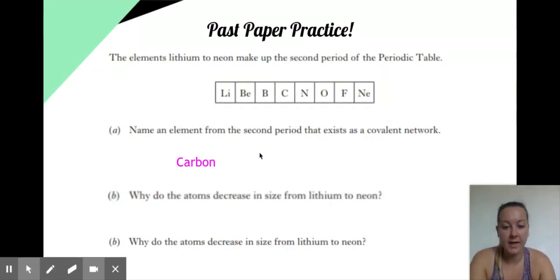B, why do the atoms decrease in size from lithium to neon? So this is kind of back to trends. Now, you'll find that a lot of the bonding and properties past papers coexist with the trends in the periodic table. They are all kind of asking you the same questions about how the elements act or exist. So you do find a lot of them together. So why do the atoms decrease in size from lithium to neon?